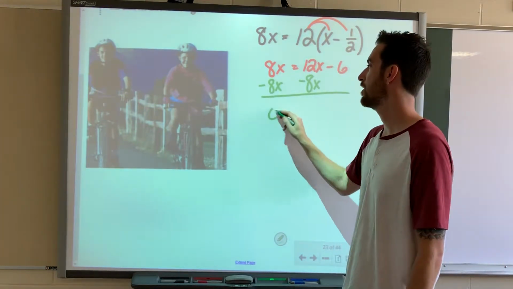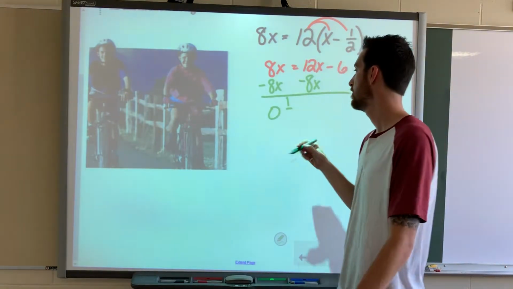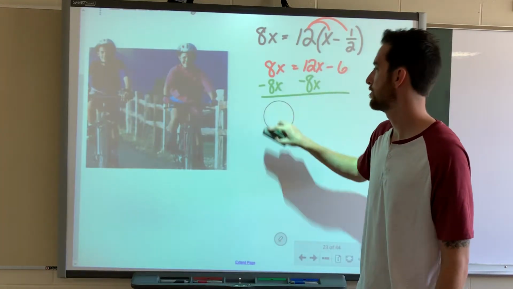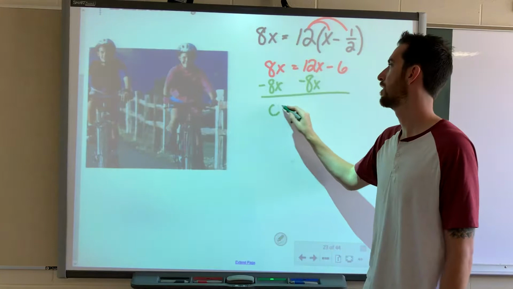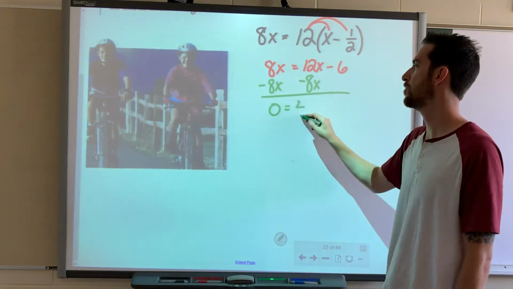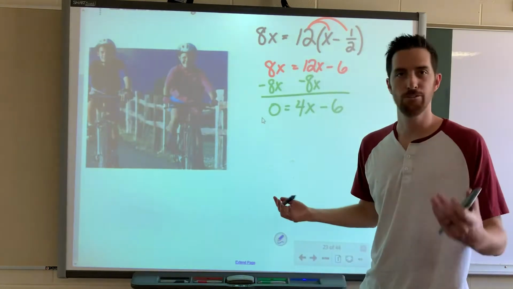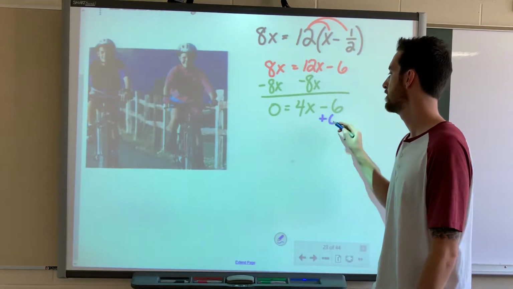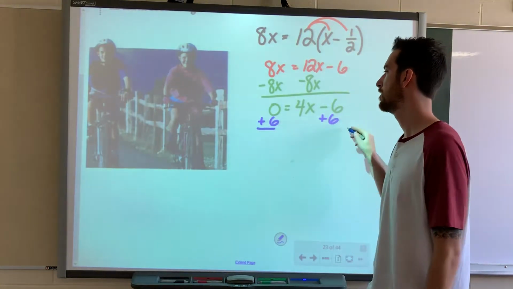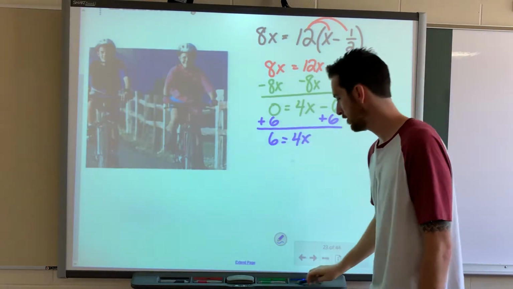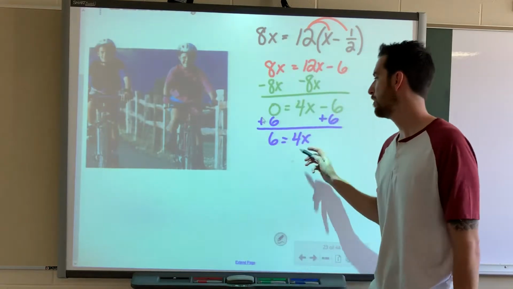You can't just get rid of that side of the equation. So we have 0 equals 12x minus 8x is 4x. Bring down your minus 6. Then we're two-stepping. Add 6. 0 plus 6 is 6. Equals 4x. And then we divide by our 4.